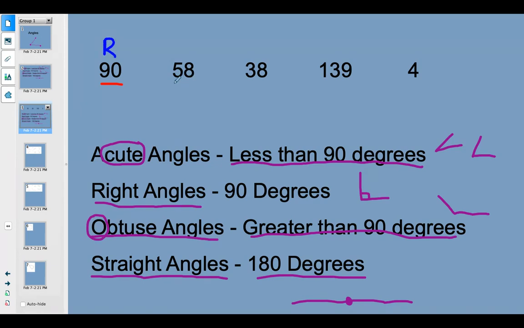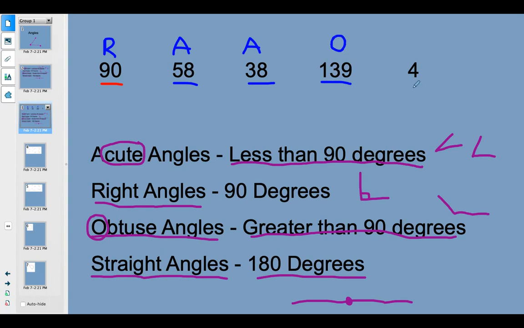If I take a look at the next one, it says 58. So is 58 less than 90 degrees? Exactly 90 degrees? Greater than 90 degrees? Or is it a straight angle? So I know that 58 is smaller than 90, so that means that my angle would be a cute little angle. If I look at the next one, 38 is definitely smaller than 90. It would also be acute. And then 139, that's not smaller than 90. That's larger than 90. So that means that that angle would be obtuse.